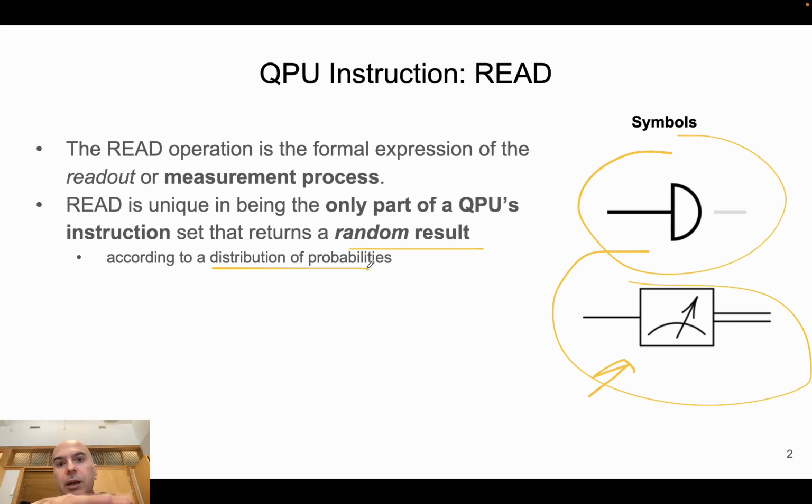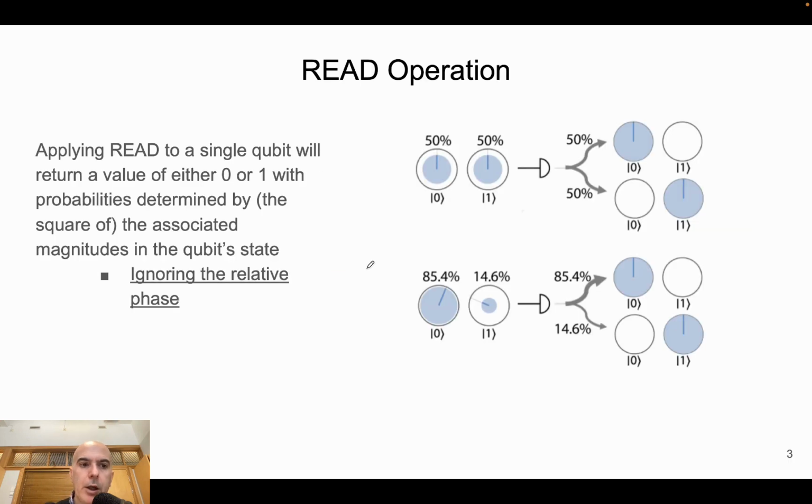We might also have quite a long sequence of either 1 or 0, but if we have large statistics, so if we have many measurements, we will see that the read operation will give the same amount of 0 and 1 state during the readout operation. So applying the read to a single qubit will return a value of either 0 or 1 with the probabilities that are determined by the square of the associated magnitude in the qubit state.